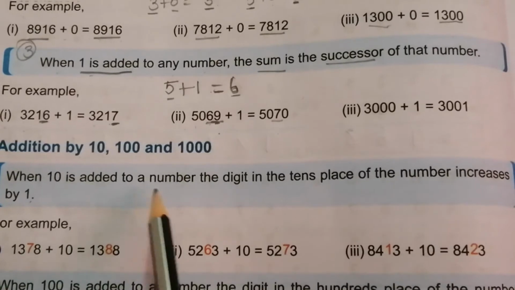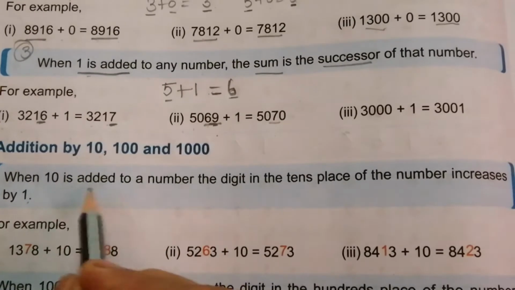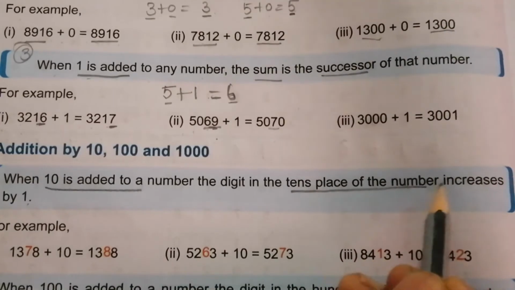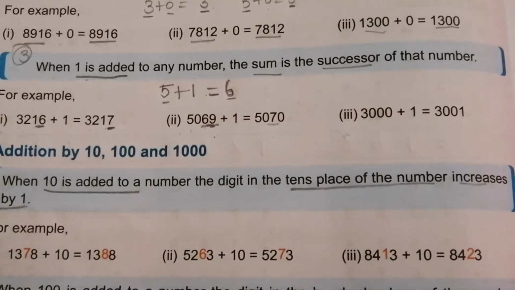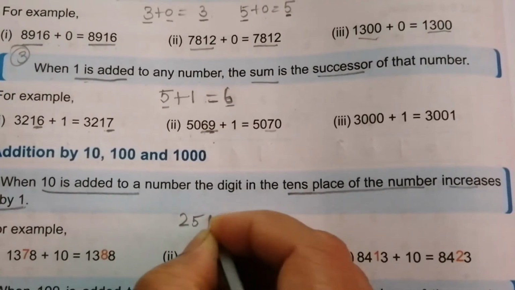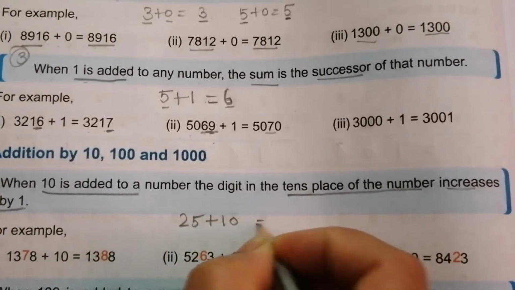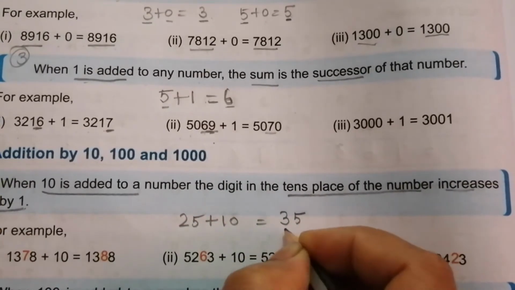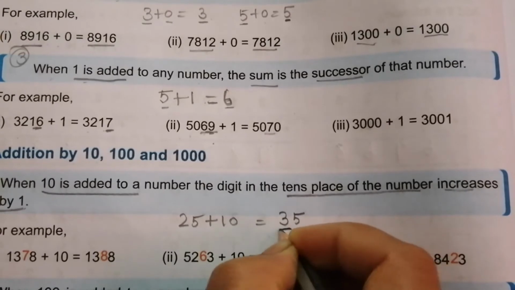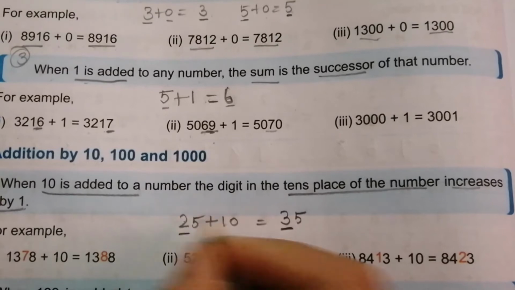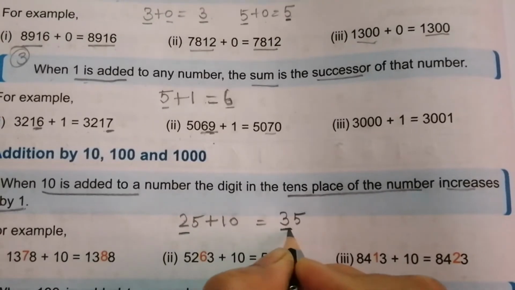When 10 is added to a number, the digit in the tens place of the number increases by 1. Here I am taking a simple example, 25 plus 10 is 35. So here there is an increase in tens place value only. Here the tens place value is 2 and here the tens place value is 3.